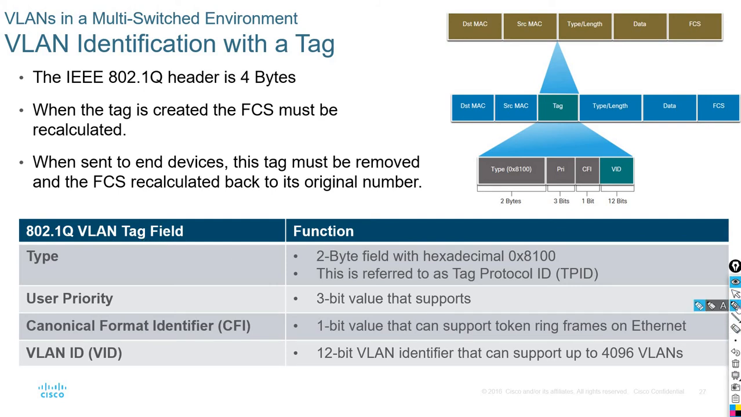We can see the different fields of the 802.1Q VLAN tag. One is the type, a 2-byte field with hexadecimal value 0x8100, which refers to the tag protocol ID, TPID. Then there is user priority, a 3-bit value that supports priority, and CFI, a 1-bit value, and VLAN ID, a 12-bit VLAN identifier that supports up to 4096 VLANs.